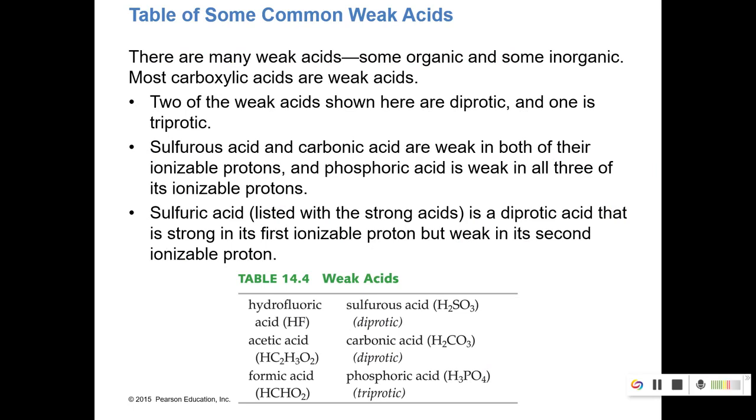Okay, so here is a table of some common weak acids, but you don't need to memorize them because everything is weak except those 6. Hydrochloric, hydrobromic, hydroiodic, sulfuric, nitric, and perchloric. Those are the only ones that are strong.